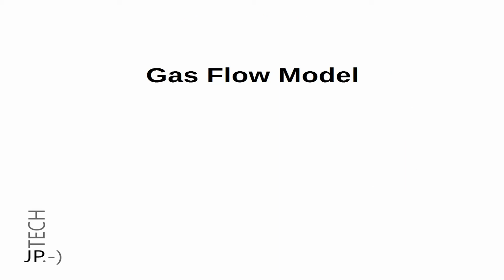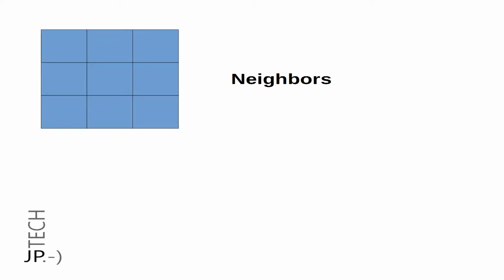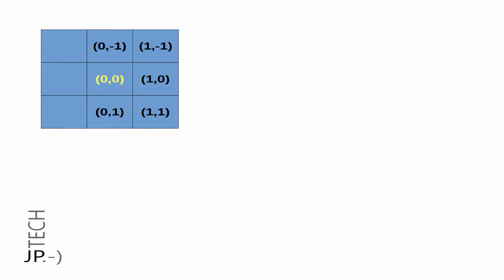Let's look at the rules for our gas flow model. We start with the cell, which we surround by other cells called neighbors. Since we have 8 neighboring cells, we call this an 8-cell neighborhood. If the position of our cell is at the origin 0,0, then we can define the location of each neighbor based on its offset from the origin. For example, our neighbor to the north is at x0, y-1.